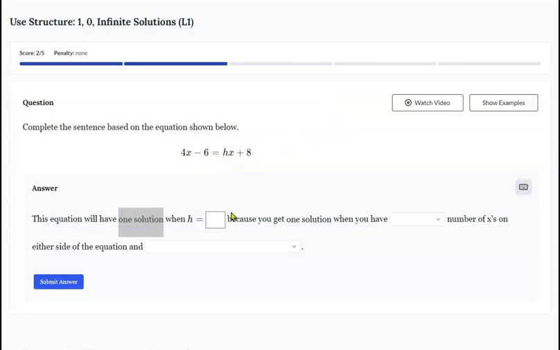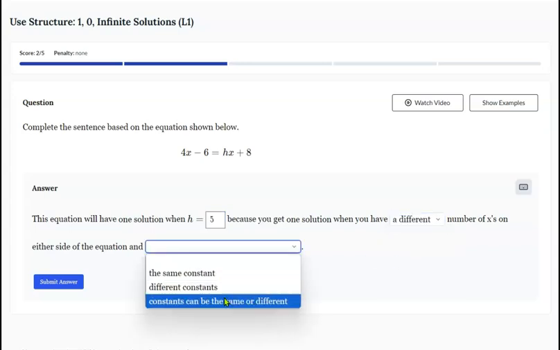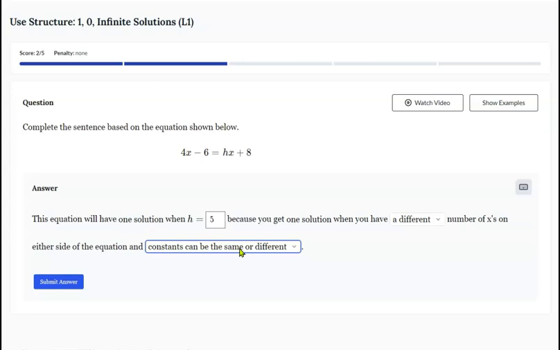So I can type anything I want in this box, but it cannot be a 4. So I'm going to type a 5. Because when you have different x's, nobody cares what the constants are, right? As long as you have different x terms, the constants can be the same or different.